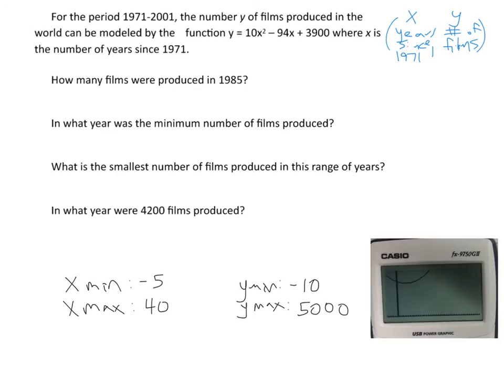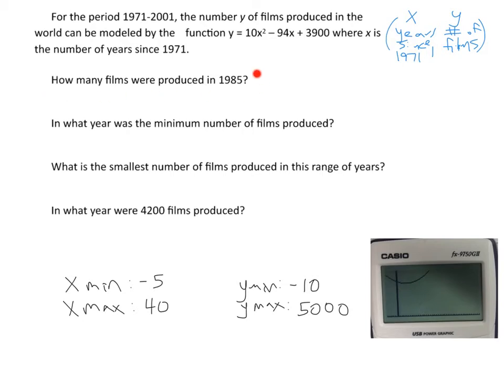Okay, so this is what it looks like, and let's just figure this works for now, and we'll change it if we need to. So here's our curve. At 0 years gone by, we're at 3,900. We know that because we plugged 0 in here and here, and we're at 3,900. It looks like the number of films actually dipped in the first few years and then started to increase after that. So let's see if that'll help us with our questions.